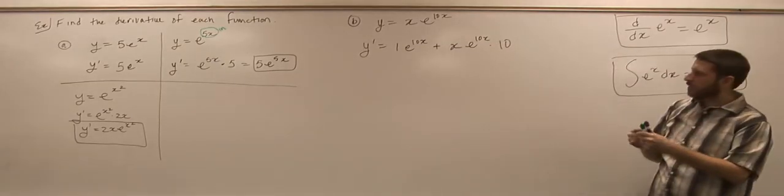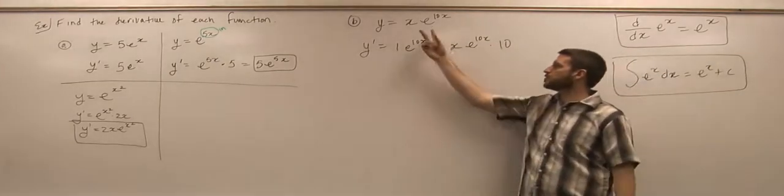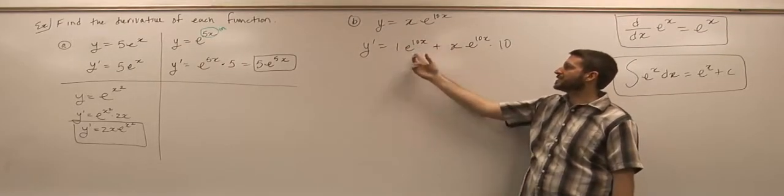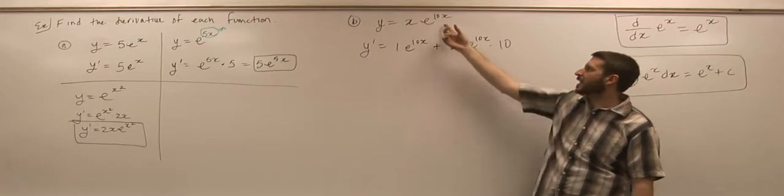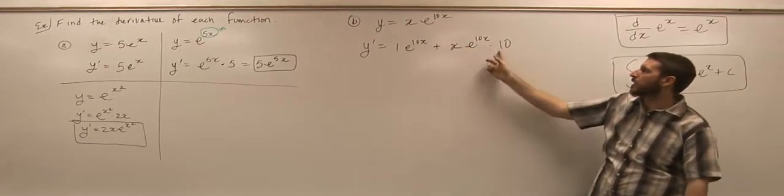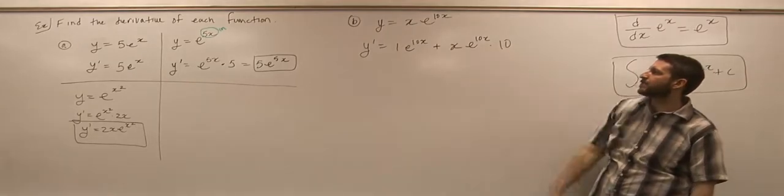All right, so for the product rule, we use the product rule formula first. Derivative of x is 1, e to the 10x stays the same, x stays the same, but then when we get to the derivative of e to the 10x, we have a chain rule to apply, which is why this 10 pops out.